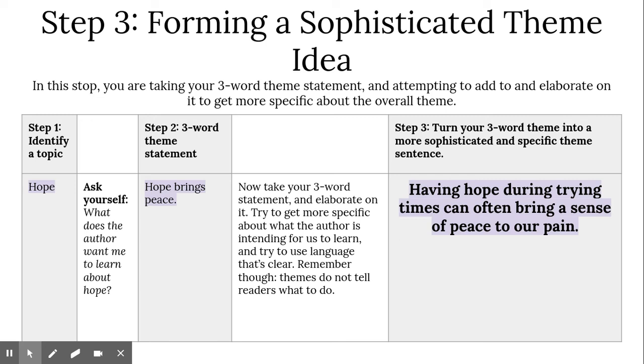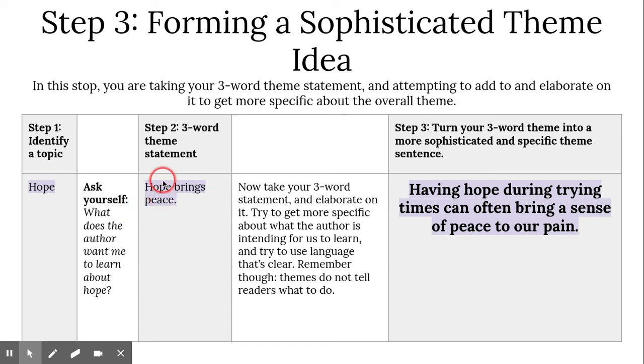I'm trying to use language that's super clear. I have to remember, though, that themes do not tell readers what to do, so I have to be careful with my wording. In order to go from step 2 to step 3, I look at hope brings peace and start thinking about what's happening in my story about hope and this idea of bringing peace. Like, what is happening? After lots of thought and consideration, I came up with this even longer theme for my step 3: Having hope during trying times can often bring a sense of peace to our pain.